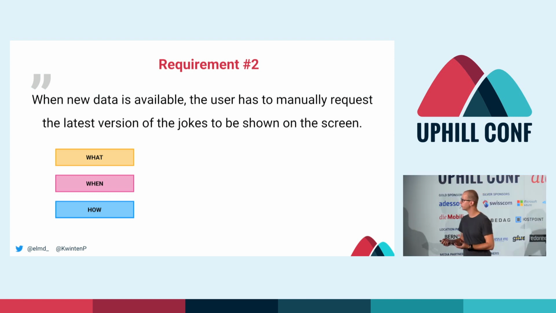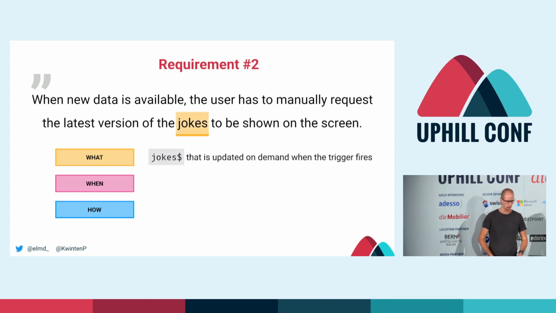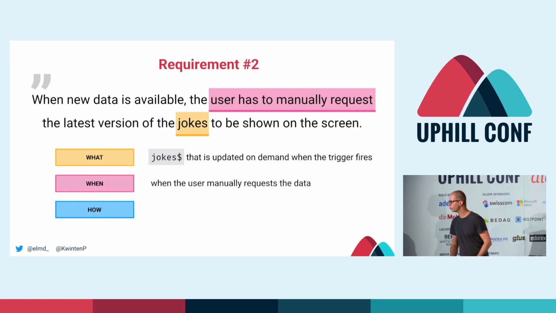Well, what do we want? We have a joke stream on the screen, so we only want that joke stream to get the latest value when the user clicks. So I already said both of them: the joke stream, and when do we want that? Well, when the user clicks. So how are we going to do that?